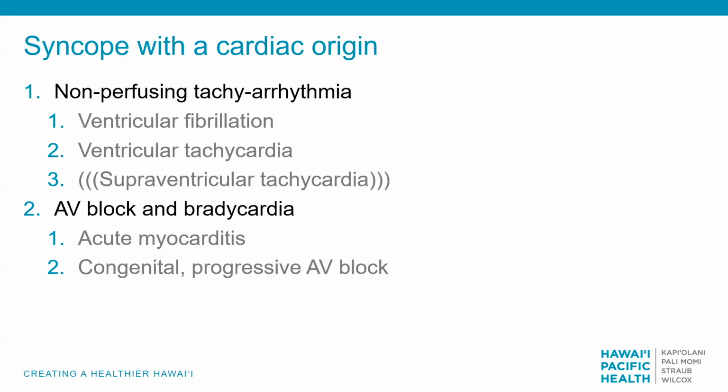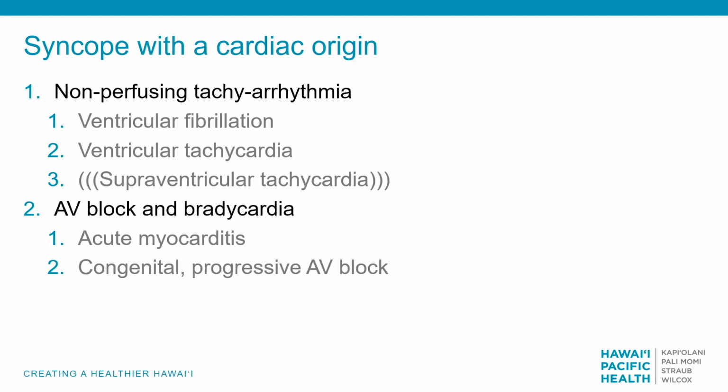So non-perfusing tachyarrhythmia, SVT is usually not in the picture. SVT only faints people who are dehydrated to start with, or old people. It usually doesn't make little kids or teenagers faint. But VF, or VFib, and ventricular tachycardia, VT, can make you faint. So those are the two things that I want to rule out, especially ventricular fibrillation. When you think about syncope because of a cardiac origin, think about VFib as number one.